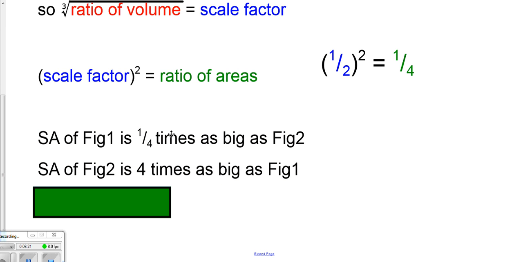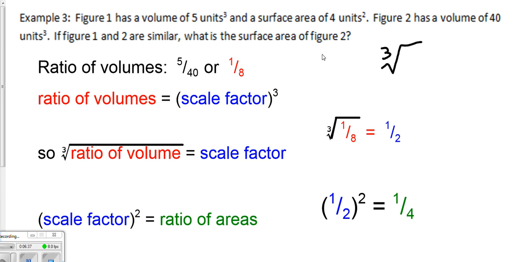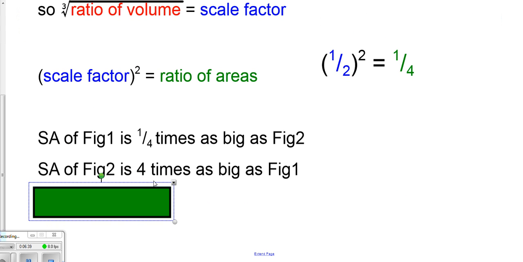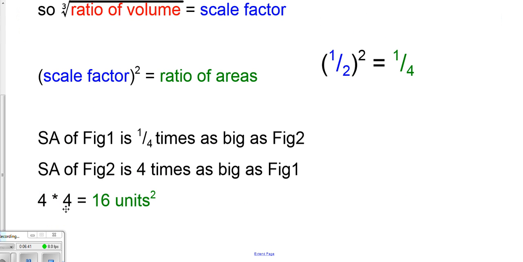Surface area of figure 1 is 1/4 times as big as the surface area of figure 2. Flipping that around, surface area of figure 2 is 4 times as big as the surface area of figure 1. So since it's 4 times as big, and this surface area was 4, we would do 4 times 4. So we'd find out that the surface area of figure 2 is 16 units squared. And that'll wrap it up for our section 3.